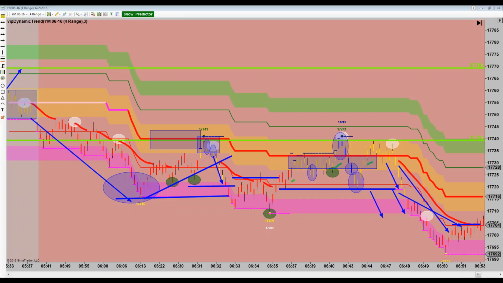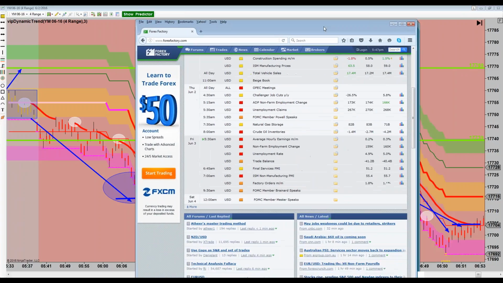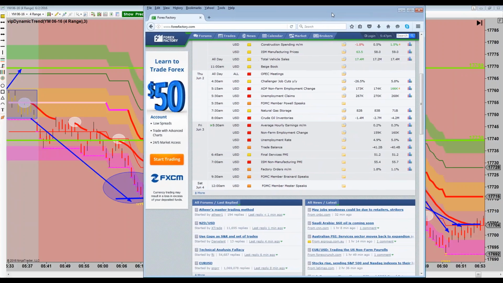Actually, we didn't have news until crude oil at 8 o'clock. So here's our news site that we like to use, Forex Factory. Just a heads up for tomorrow.